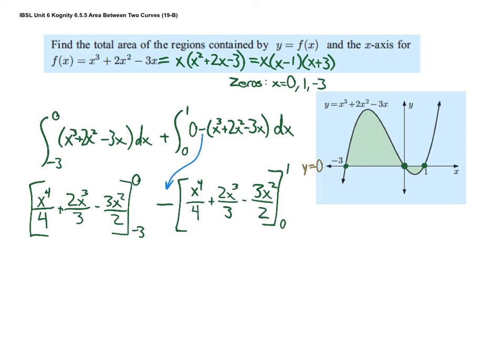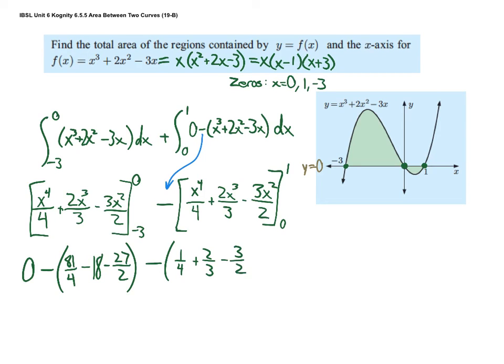So now we just have to evaluate a few things here. If I plug in 0, I get 0. If I plug in a negative 3, I'm going to get 81 over 4 minus 18. That's 2 times 27 over 3, 2 times 9. Minus 27 over 2. So that's evaluated at negative 3. Then I have minus, if this is evaluated at 1, I have 1/4 plus 2/3 minus 3/2. Minus this evaluated at 0 is 0.